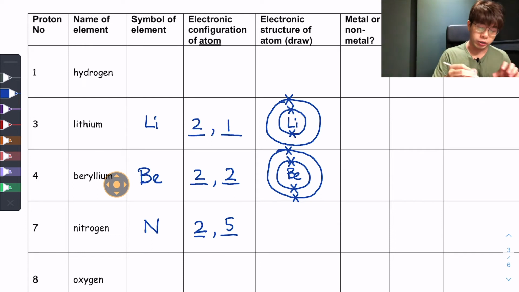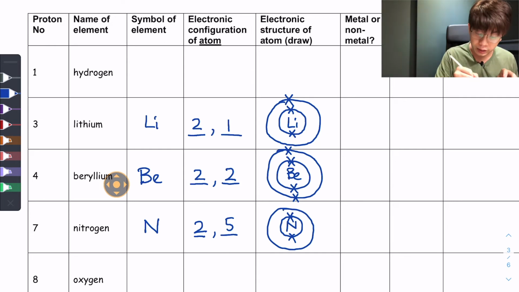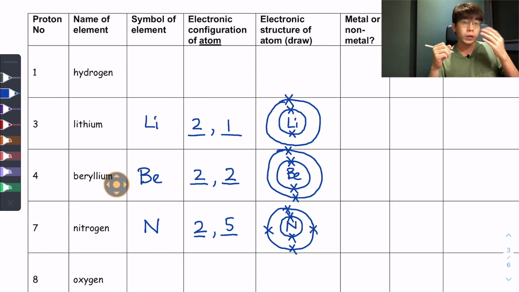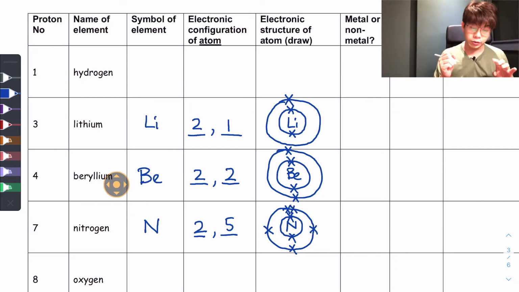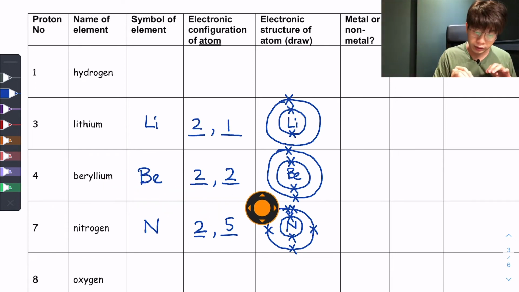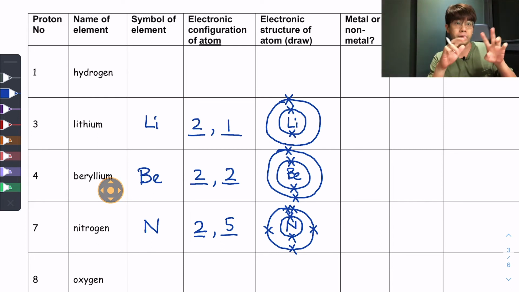Okay, so now how do we draw this? So we do N, first shell got 2, so just north, south. Second shell, we need 5. So how do we do this? So north, south, east, west. That is 4 electrons. So what do we do again? We go north again. So we will pair up this electron nicely over here. So you can count, there is 1, 2, 3, 4, 5 valence electrons in nitrogen. So that's how you draw and how you pair your electrons.